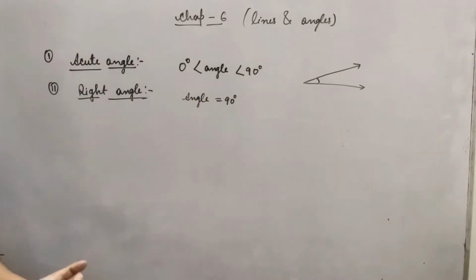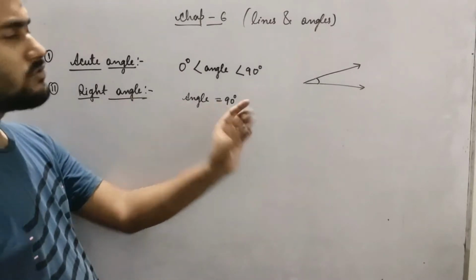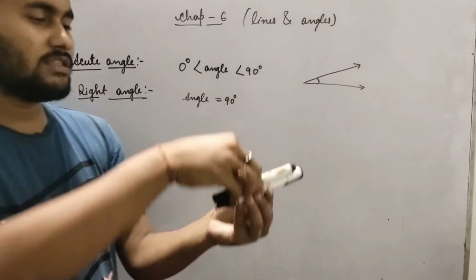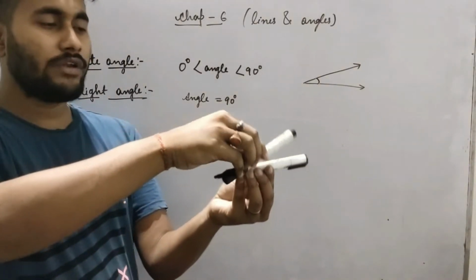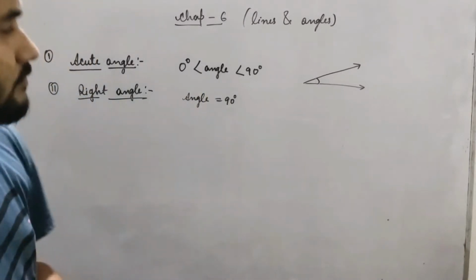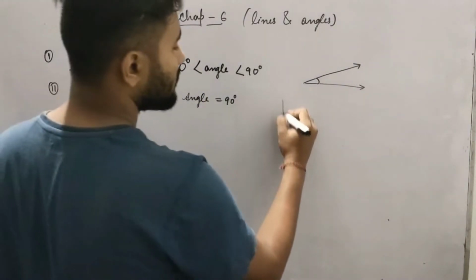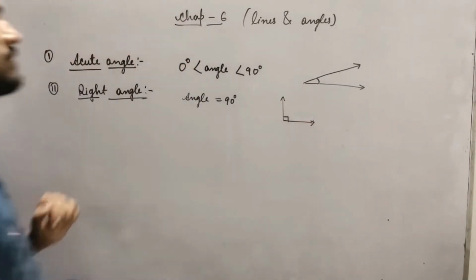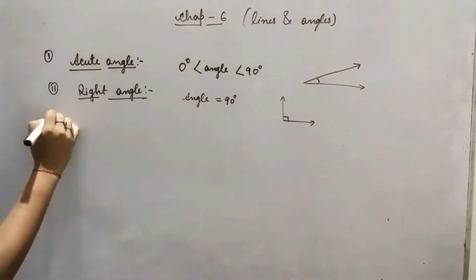This definition will not come in the exam, so I am just saying. Remember, a right angle is 90 degree. Like this, this angle is rotating. This is 0 degree, no angle. Acute, then at 90 degree, a right angle. So this is a right angle.